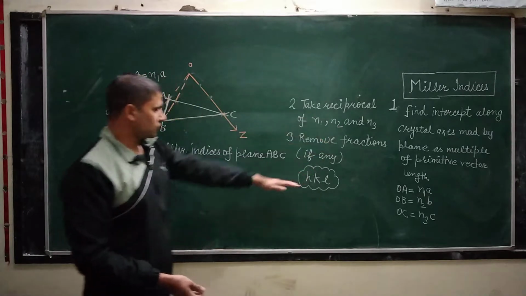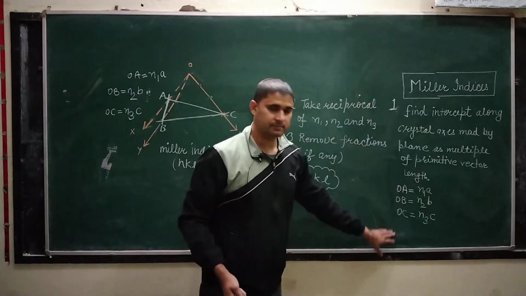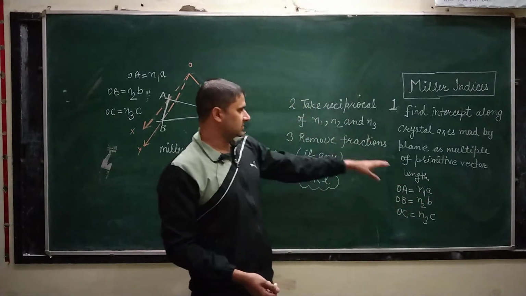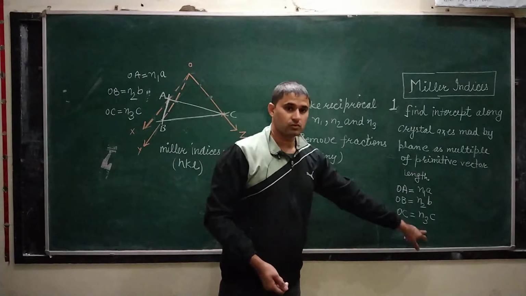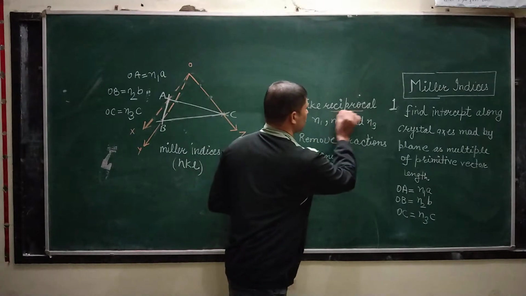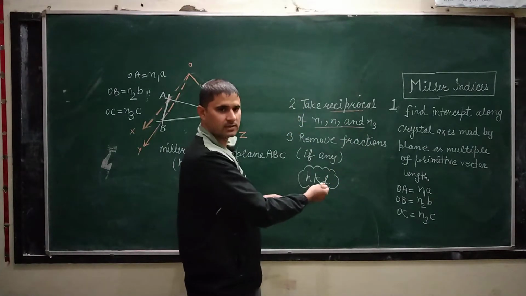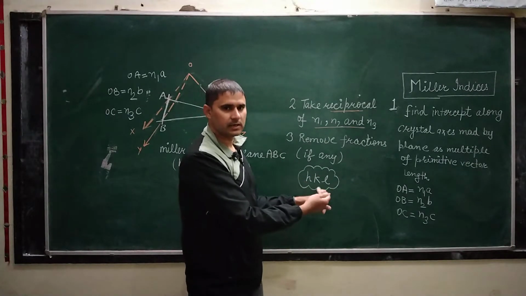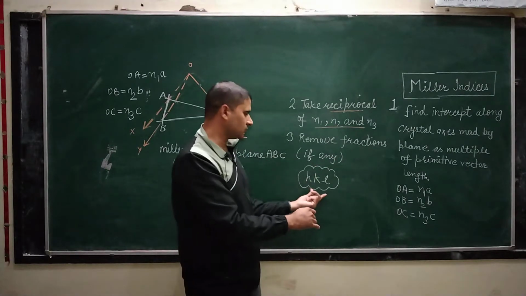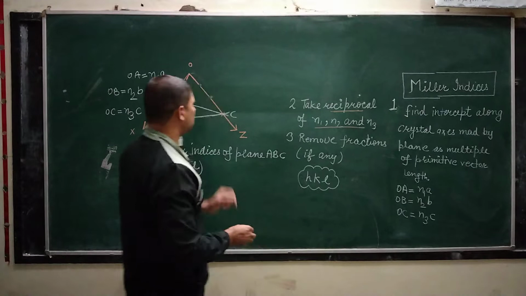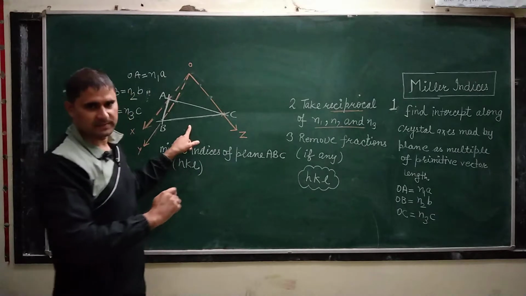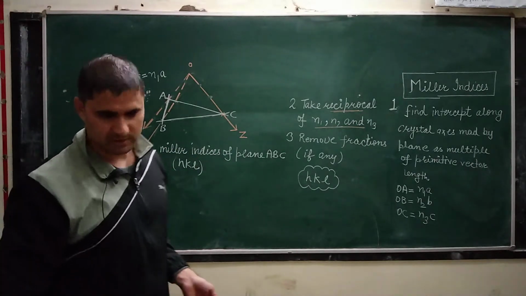Now the Miller indices for this plane: you will find the intercepts in this form. You will take N1, N2, N3 as coefficients of the primitive vectors, and then you will take the reciprocal of N1, N2, N3, and that will provide you HKL, the Miller indices. If these are in the form of fractions, you will remove the fractions, and whatever you get, that is the Miller indices. So now in this video we are to discuss what is interplanar spacing. This is basically the introduction from the previous topic.